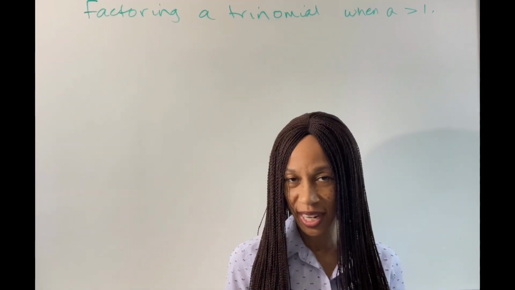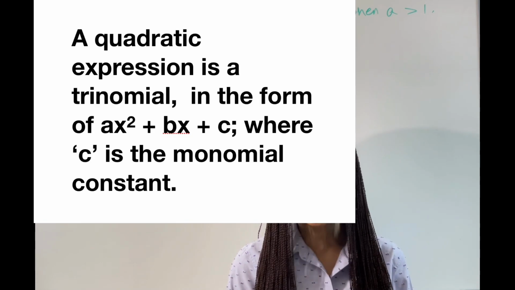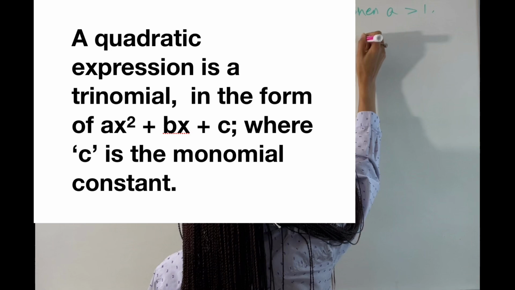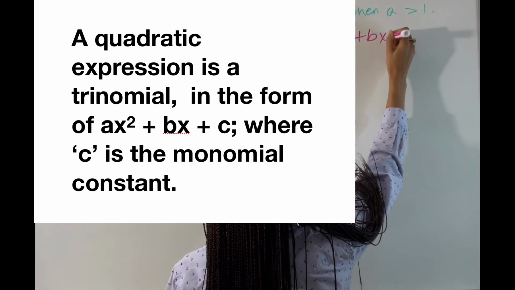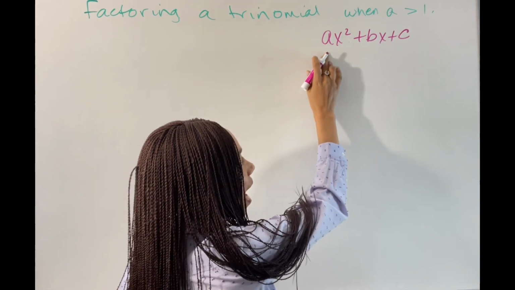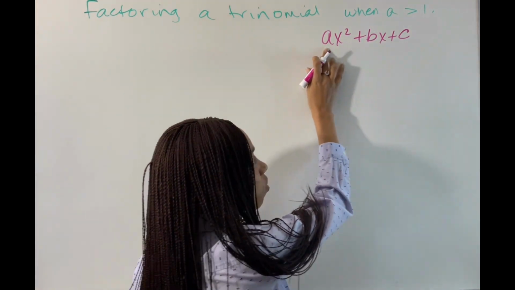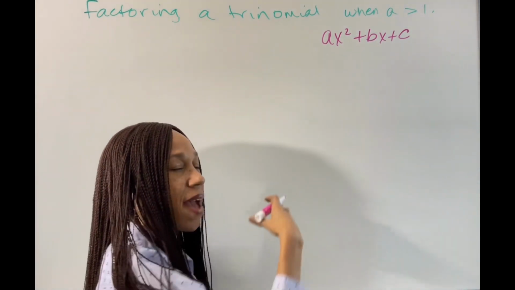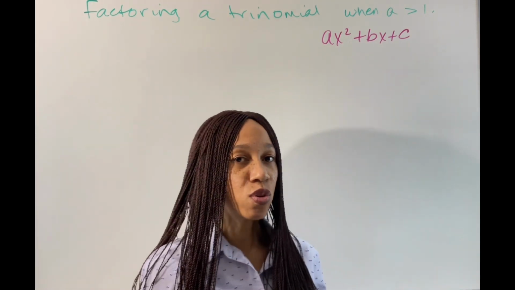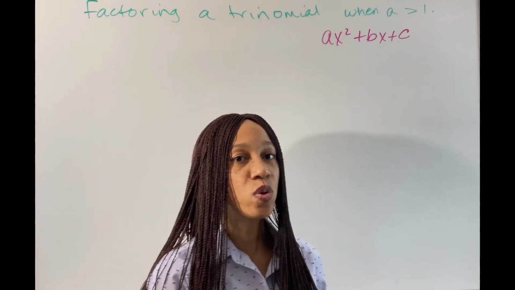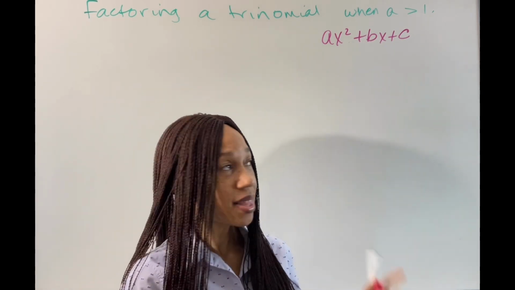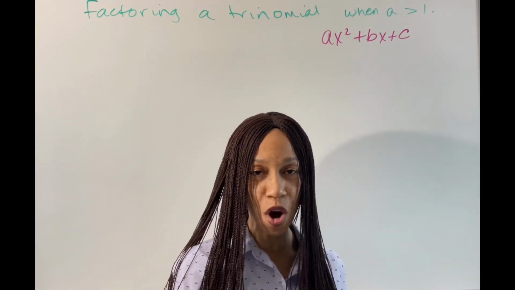Now, what is a quadratic expression? A quadratic expression is always in the form of ax squared plus bx plus c. This is in the standard form, but sometimes a is not equal to 1. So if a is not equal to 1, you can still factor that using the grouping method or using GCF, or you can also factor this out using the quadratic formula.